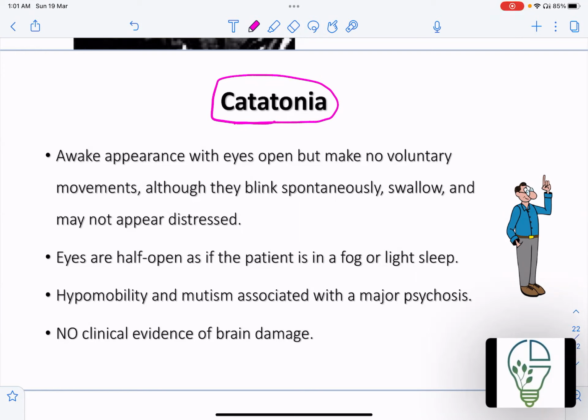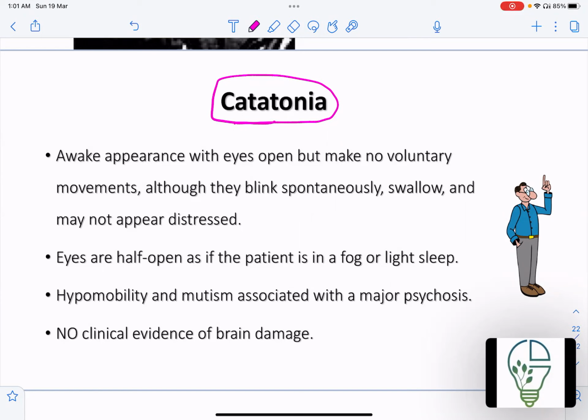So they show no voluntary movements. They actually replicate a comatose patient 100%, because you're not able to stimulate them. They don't respond even the way they respond in stupor with stimuli, etc.